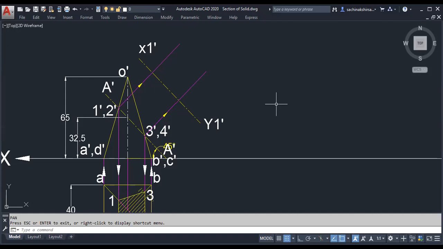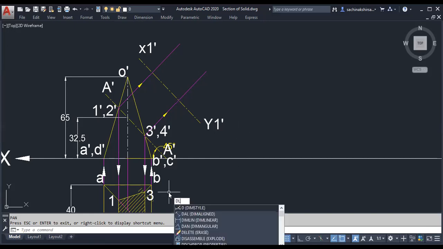Which is our previous reference line? x1 y1 is the current reference line. Which is our previous reference line? xy. So the previous distances and the previous reference line. Now I will tell which distance you have to take in the compass.